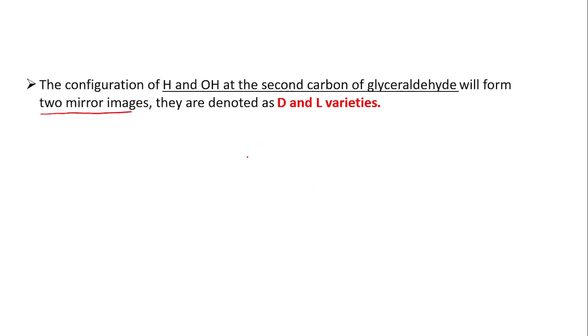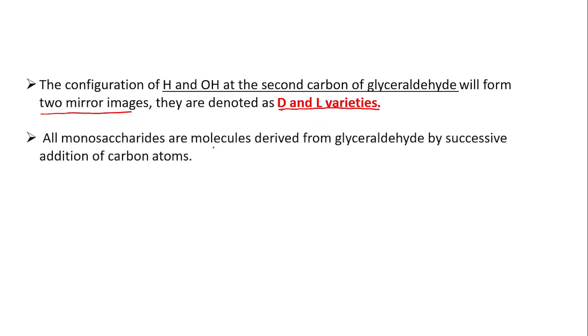Now the stereoisomers, they lead to the formation of D isomers and L isomers. So mostly when you talk about this, you need to understand that all the monosaccharides are just derived from glyceraldehyde. All the monosaccharides are derived from the glyceraldehyde. There is just an addition of carbon atoms. Then the same stereoisomer, the same arrangement, is also known as the absolute configuration.